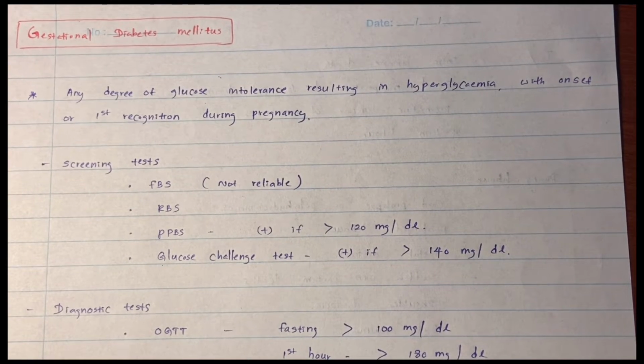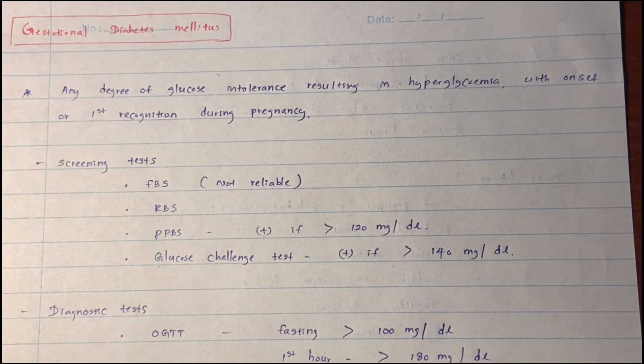Hello and welcome. Today we are going to discuss gestational diabetes mellitus. Any degree of glucose intolerance resulting in hyperglycemia with the onset or first recognition during pregnancy is known as gestational diabetes mellitus.